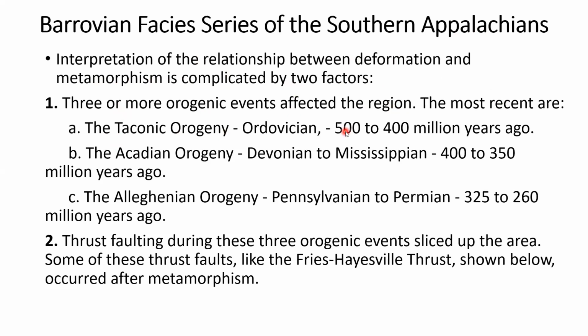There may be questions: when does this tectonic orogeny take place? So you can note down Ordovician, between 500 to 400 million years ago. The Acadian orogeny took place in the Devonian to the Mississippian, that is from 400 to 350 million years ago. The Alleghanian orogeny took place in the Pennsylvanian to the Permian, and that is from 325 to 260 million years ago.